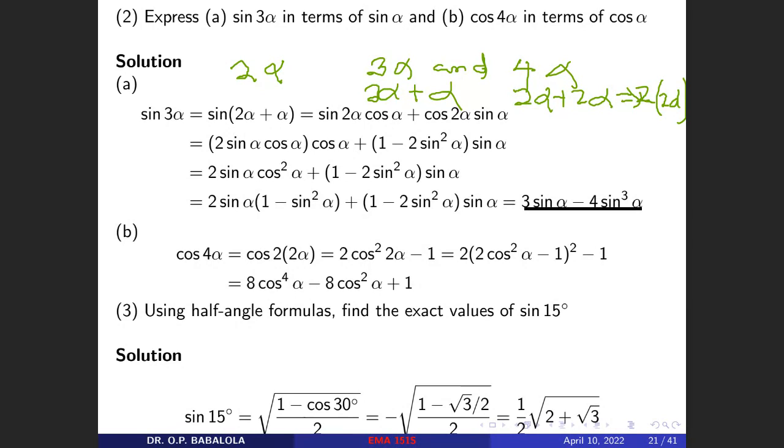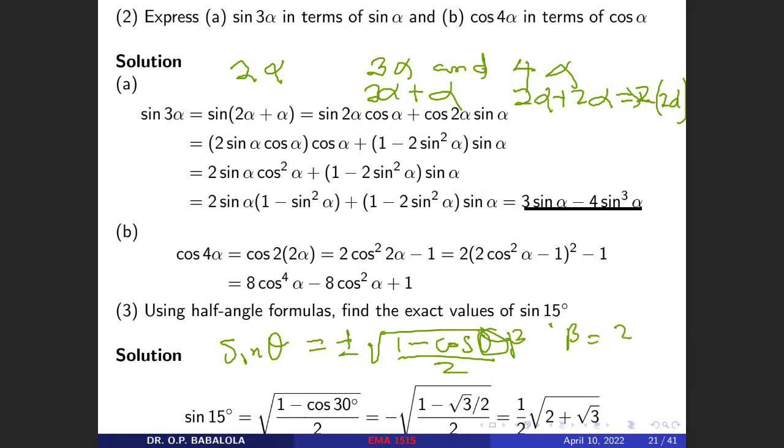And this is why I'm going through the examples, so that you can actually see the way it works. When you have sine theta equal to plus or minus square root of 1 minus cos theta over 2, this theta here is the double angle. Let's put it as beta. This beta is 2 theta. Okay, so that's what I've done. That's how it works. So in this case, you continue, you solve, and then you find your answer.